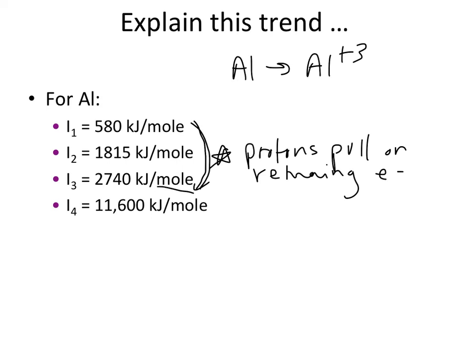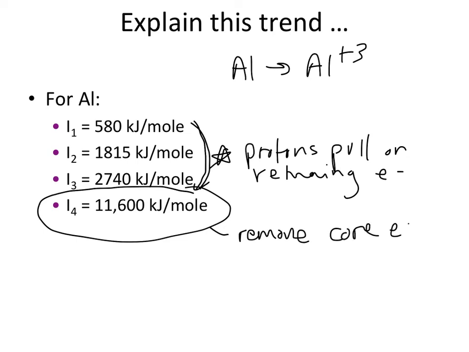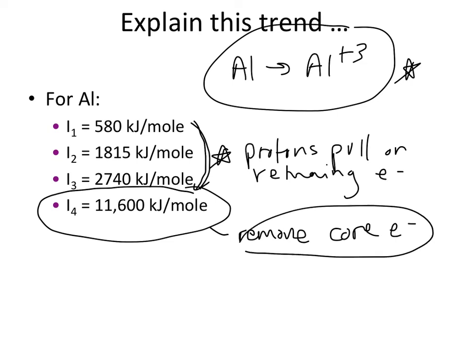Now, this huge jump that we see here when we go to remove that fourth electron is being caused because we are trying to remove core electrons. Remember, the first three electrons that are being removed, aluminum wants to do this. It wants to gain an electron configuration that is similar to or the same as its nearest noble gas. This is what all of the elements are doing in terms of reactivity. Now, when we go to remove those core electrons, we're disturbing the stability of having that full shell. So that's why this fourth electron has such a large jump and a large gap from the third.